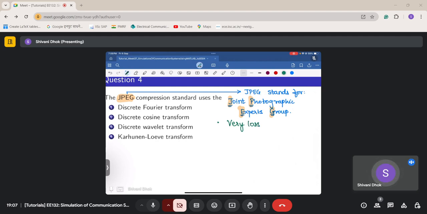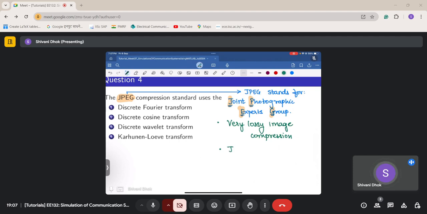So if you have a PNG image and a JPEG image, the PNG image will have better quality compared to the JPEG image. This is very lossy. If you zoom a PNG image and a JPEG image, you can clearly see the difference between both of them. Another thing is all of these compression techniques for images generally use transforms. And the transform technique that the JPEG compression standard uses is the discrete cosine transform.